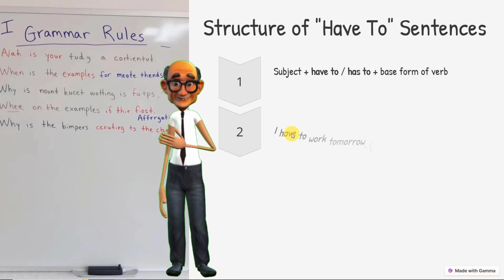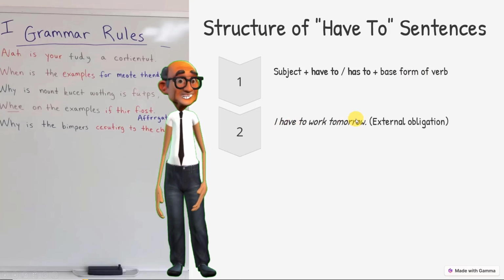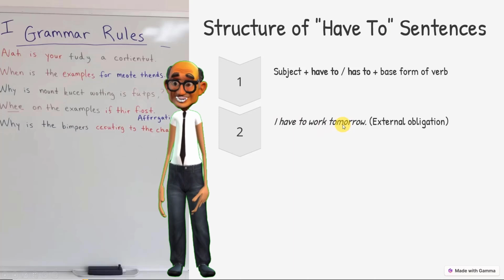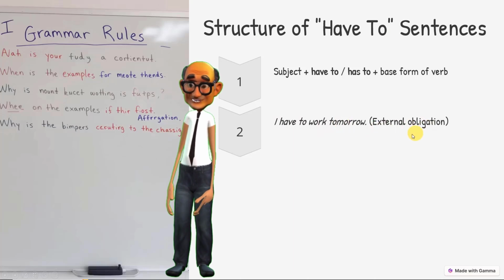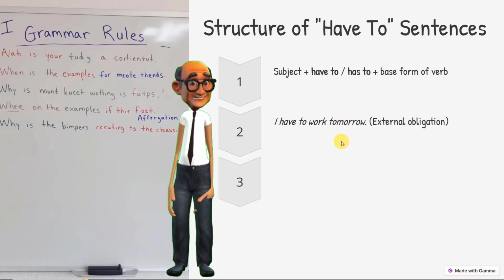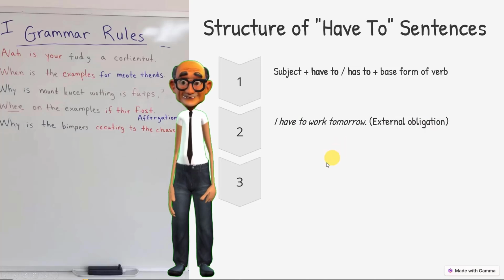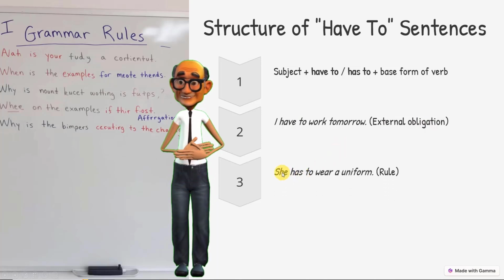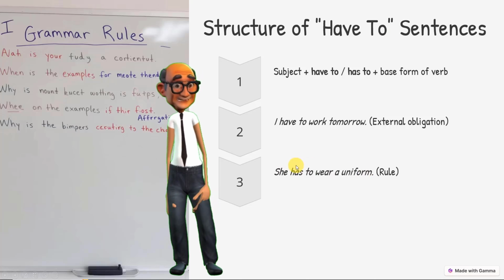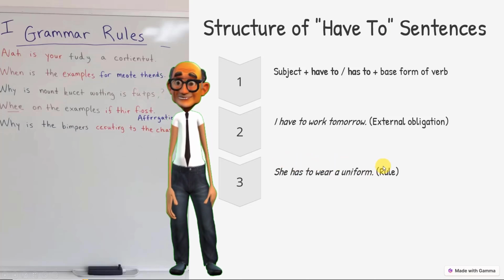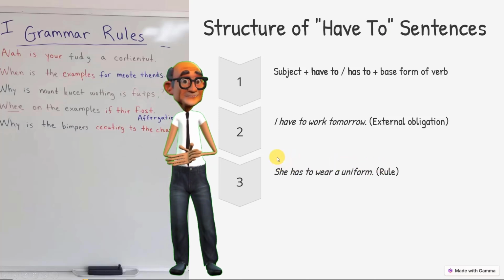Secondly, I have to work tomorrow. He has to work tomorrow. It's an external obligation. Let's have a look at third. She has to wear a uniform. We have to wear a uniform, right? Remember, you, I, we have, and he, she, it has.